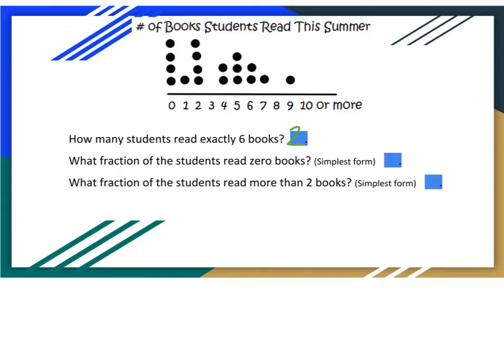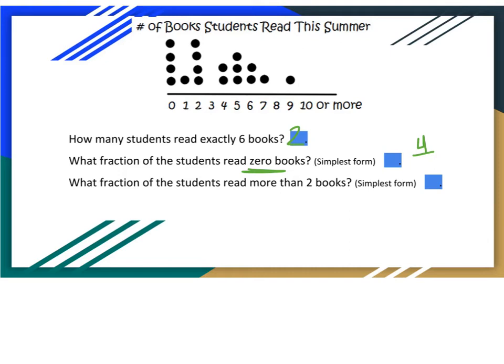Next question, what fraction of the students read 0 books? And it asked me to put it in simplest form. So for a fraction, I need to figure out how many people that represents. So how many people read 0 books? When I look over here, I can see 4 dots. That's what goes on top of my fraction.